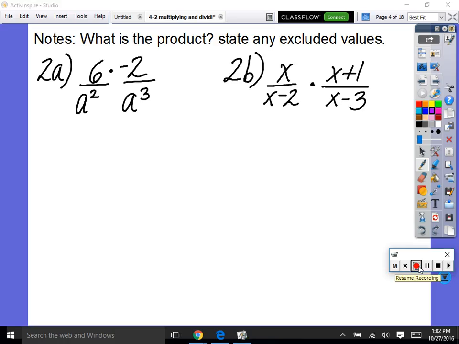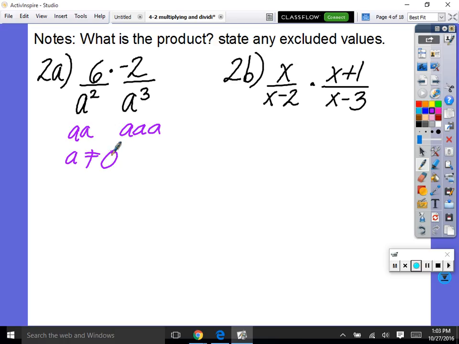Okay, so we're on 4-2 the notes. Here we go. We're going to go through some of these. So it says, what's the product? State any excluded values. So once again, we're going to factor it. Isn't this one already factored in 2a, technically? Yeah, so we're just going to now multiply straight across, or let's restrict the domain. So it's when the bottom equals 0, that would be undefined, so we've got to restrict it. Isn't a squared a and a? Isn't a cubed a? So a cannot equal what? 0. 0 times 0 would be 0, right? So a cannot equal 0.